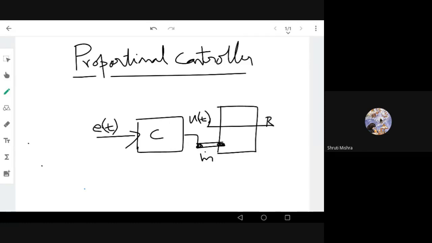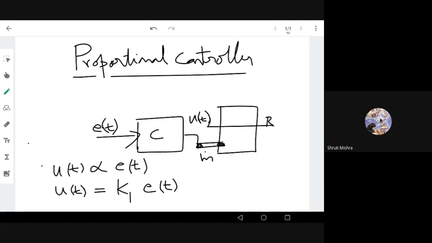So in a proportional controller, the controller output u(t) should be directly proportional to the error signal. This is the proportional controller, right? So we can put a constant. That means the controller output should be equal to a constant K times e(t), right? This constant K I'll write as Kp, the proportional gain of the proportional controller. So this is the time domain equation of the output of a proportional controller.